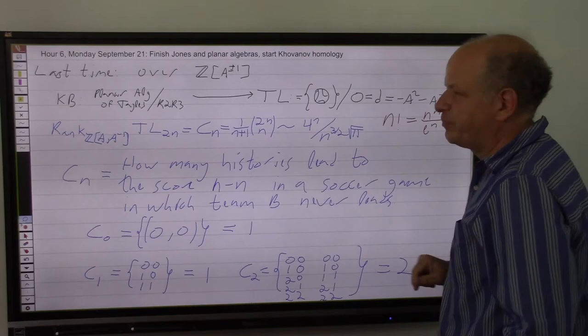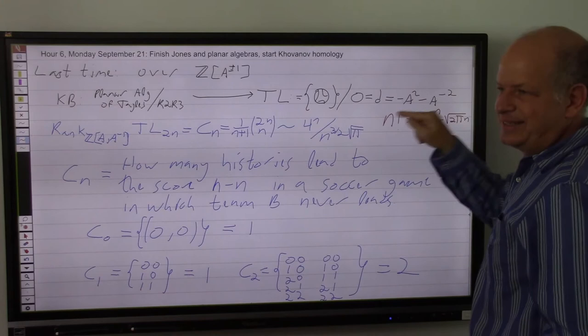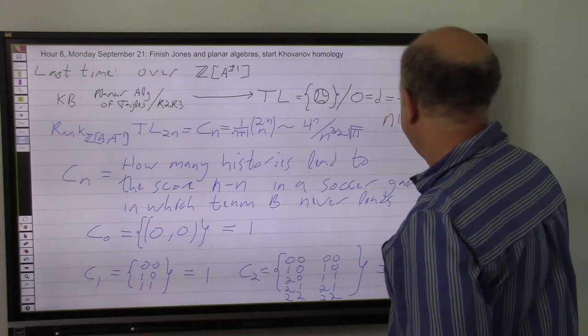So basically, take this formula and substitute it into all the factorials that appear in this formula, and you'll get this one.